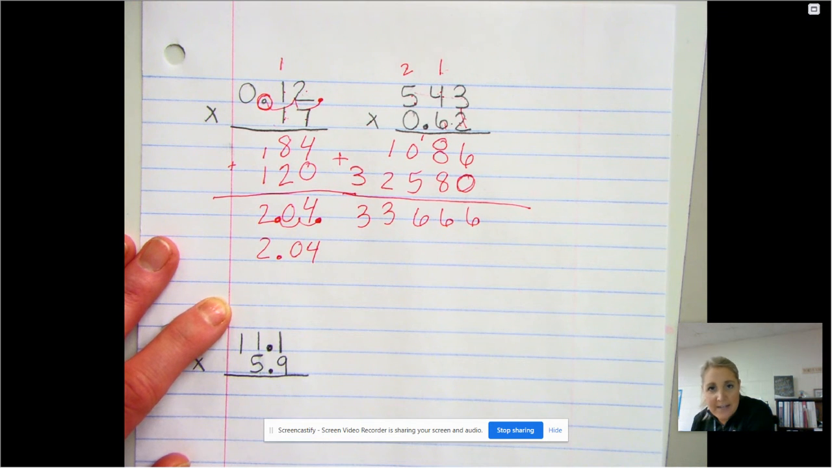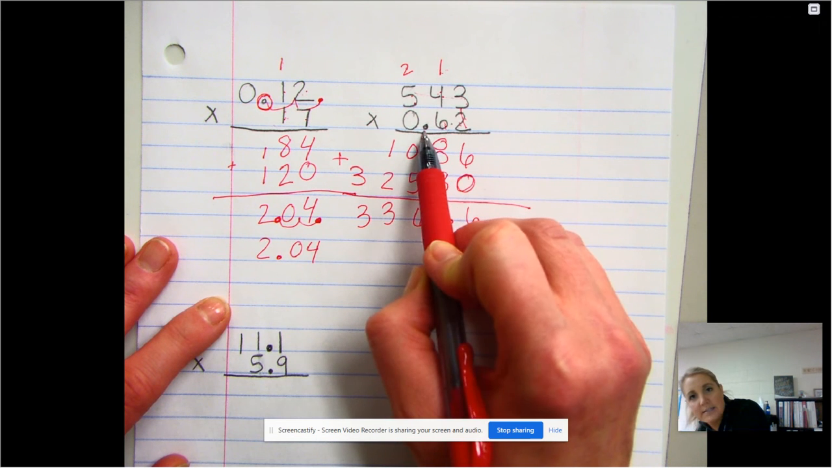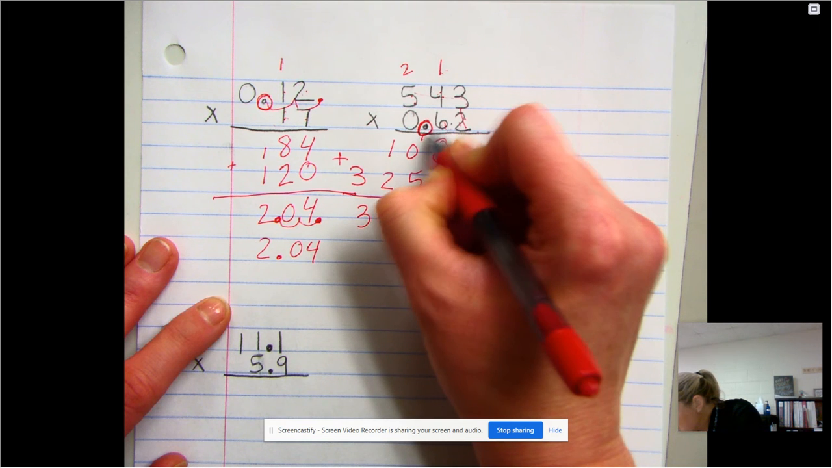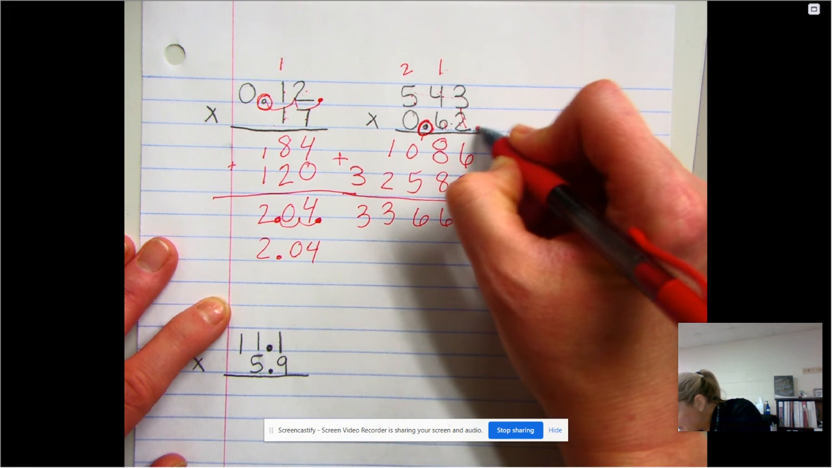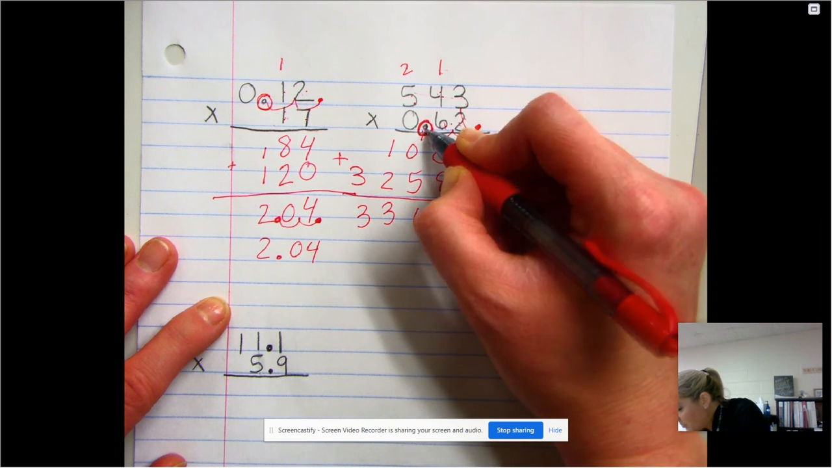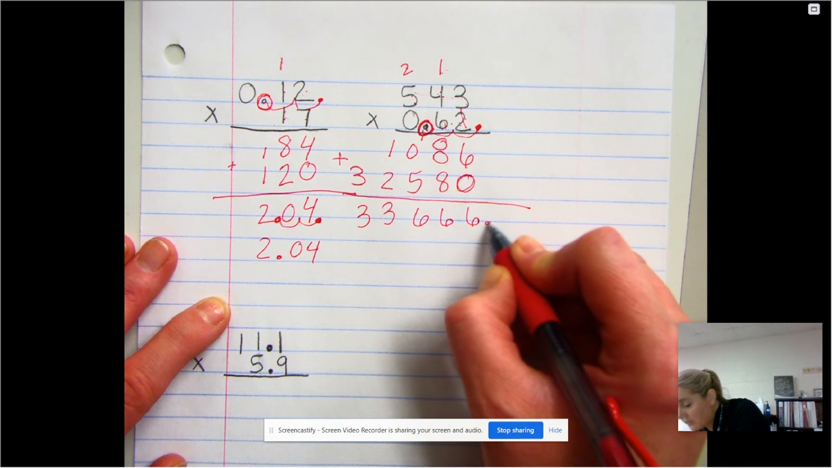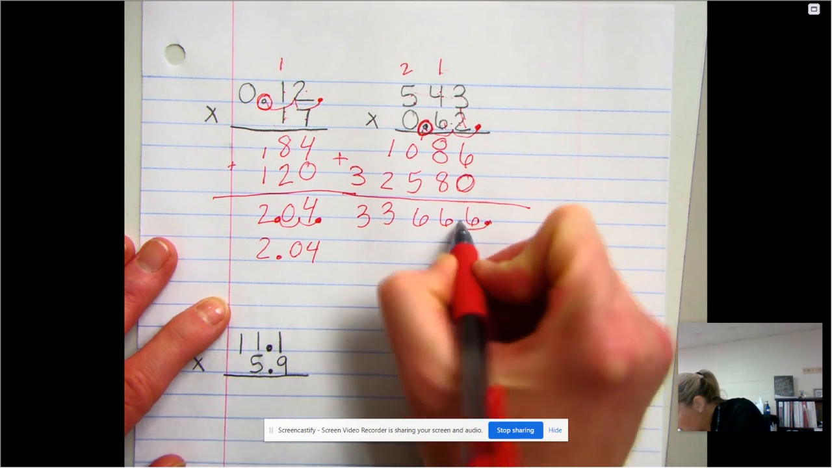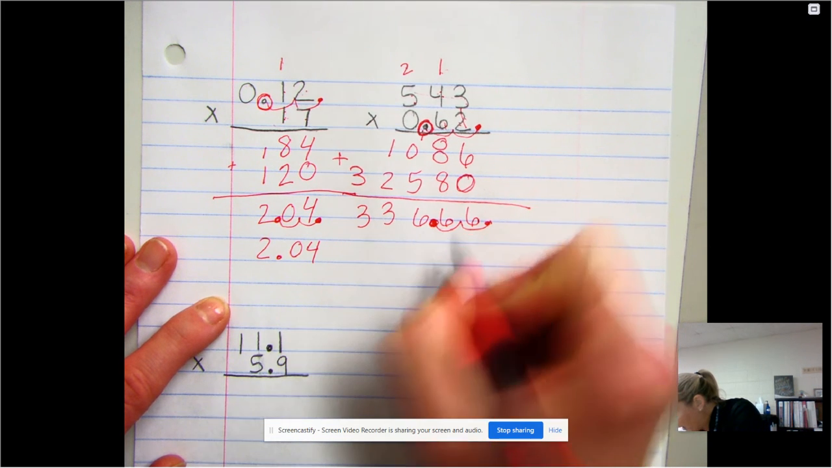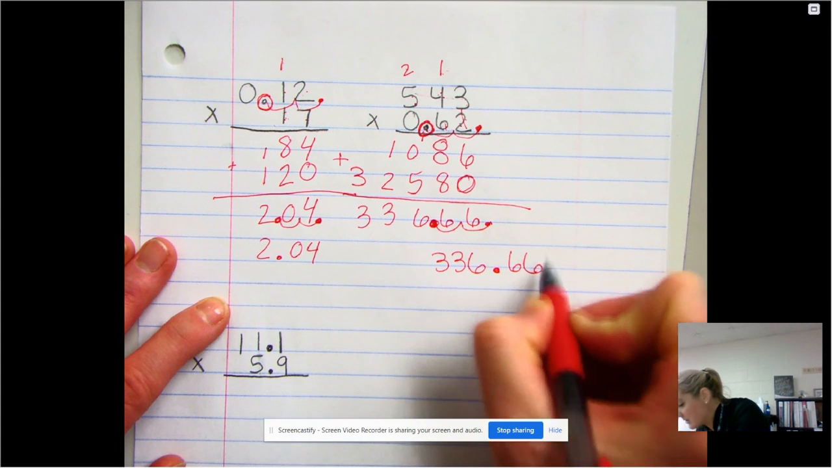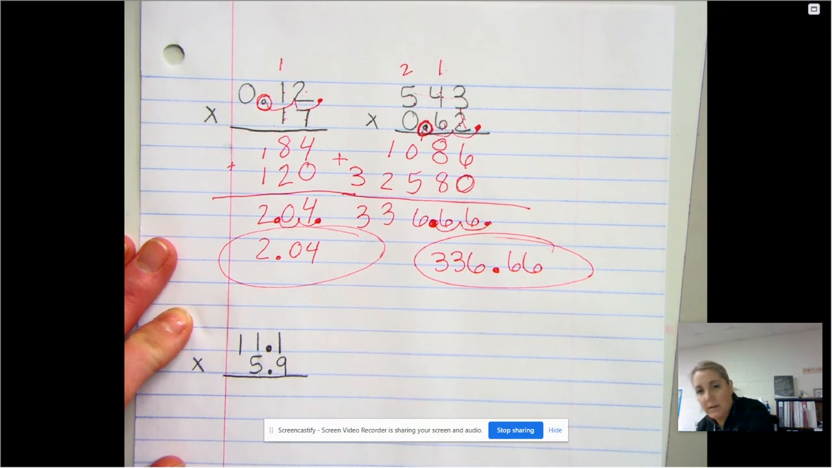So now I need to put a decimal in because, again, we are multiplying 62 hundredths. There is 1 decimal. How many hops did it take for it to get from here to here? 1, 2. Therefore, here is my answer. There's that imaginary decimal at the end, and I'm going to hop it over 2 times. 1, 2. So I have 336 and 66 hundredths as my answer.